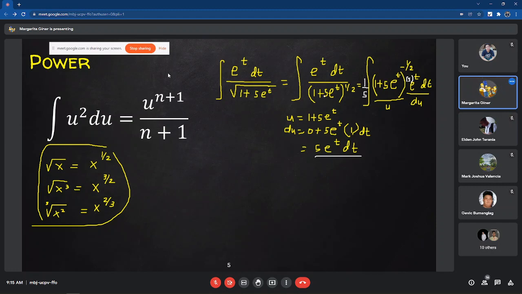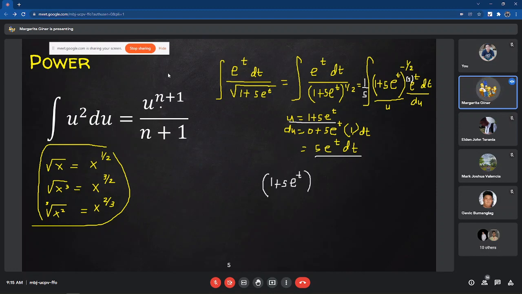Okay? So, now we can use the power rule. The value of your u is the value of u, and the value of your du is the value of du here. So, they match, and we can use the power rule. Now, as for the final answer, again, what we still need is the value of u. So, the value of your u is 1 plus 5e raised to t. Okay?